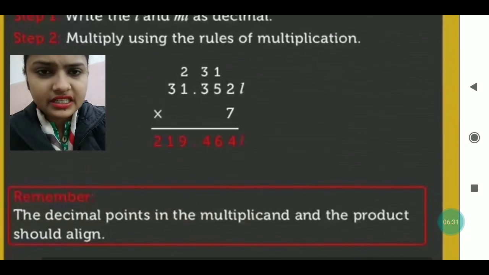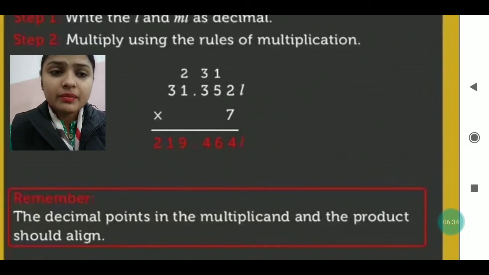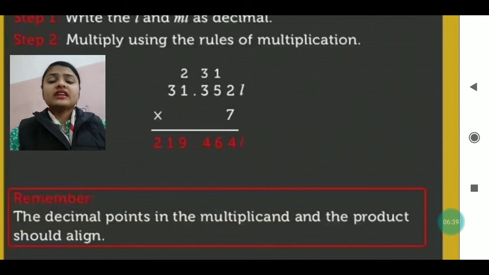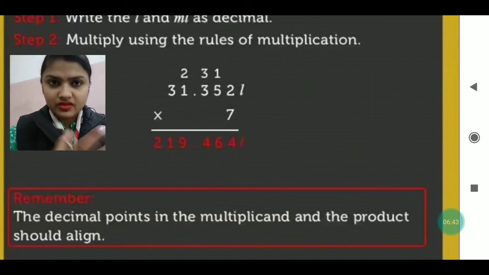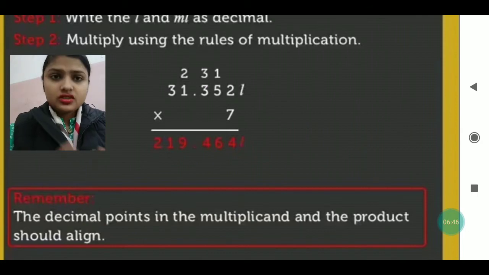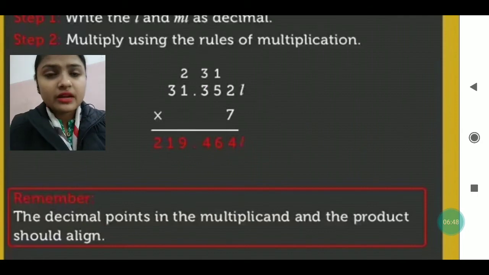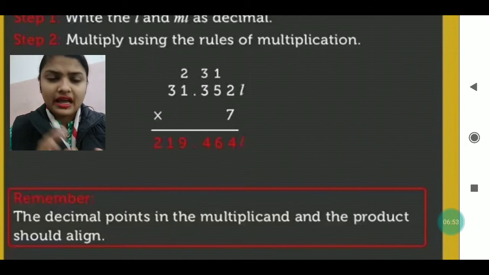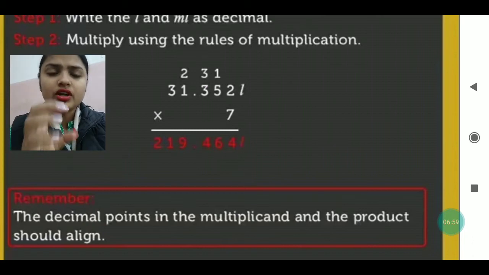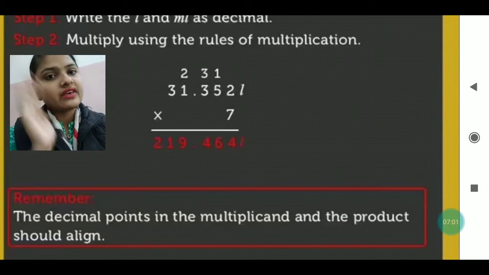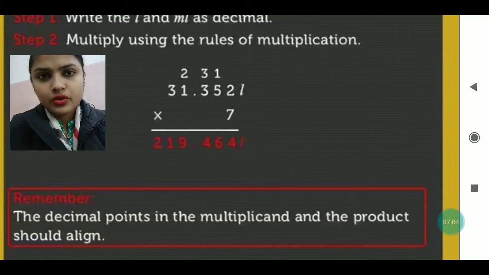Now next, what is written? It is written: the decimal point in the multiplicand and the product should align. The multiplicand is the number which we are going to multiply. So that multiplicand and the product should be aligned. Means the way we have put the decimal in the multiplicand, in the same way we have to align the product, the answer which we have got.